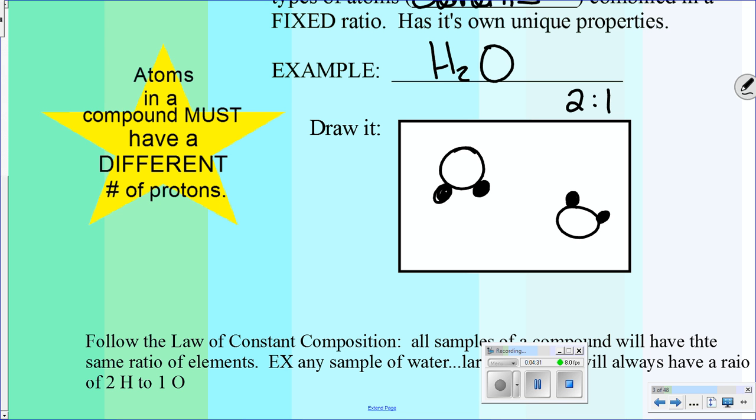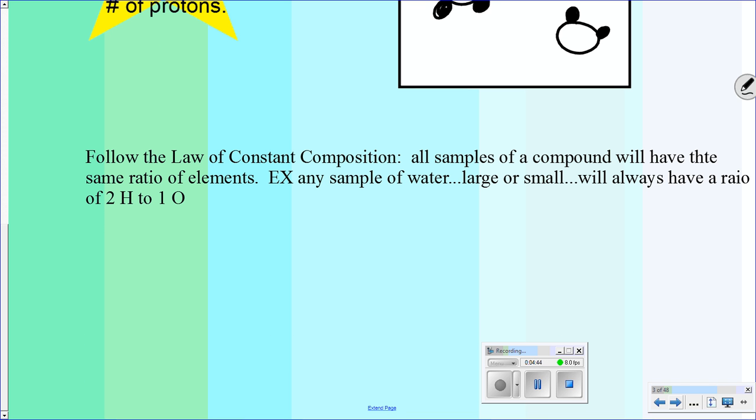Also, what's important to note here is water has different properties than oxygen and hydrogen. Oxygen and hydrogen would be gases at room temperature. By combining them into water, they're now a liquid at room temperature. These follow the law of constant composition, which says all samples will have the same ratio of elements within a compound. Every sample of water, whether you take the amount of water in the ocean, the amount in a cup of water, or 1 milliliter of water, you will always have a fixed ratio of 2 hydrogens to 1 oxygen. And you can look at that in the mass of those elements as well.